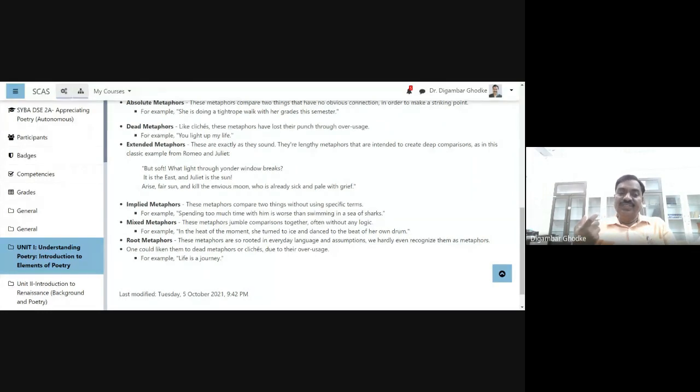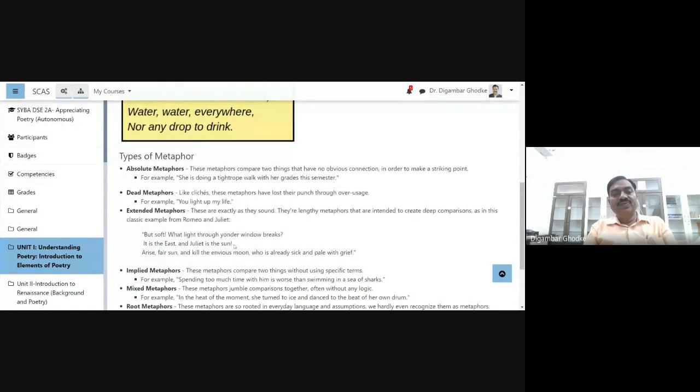Another type of metaphor is root metaphor, or the plural form root metaphors. Now these metaphors are rooted in everyday language. In day-to-day life, we come across such kind of use of metaphors. Means we use them in such a manner that we don't know that they are metaphors. Okay. Now these can be compared to again dead metaphors or cliches.